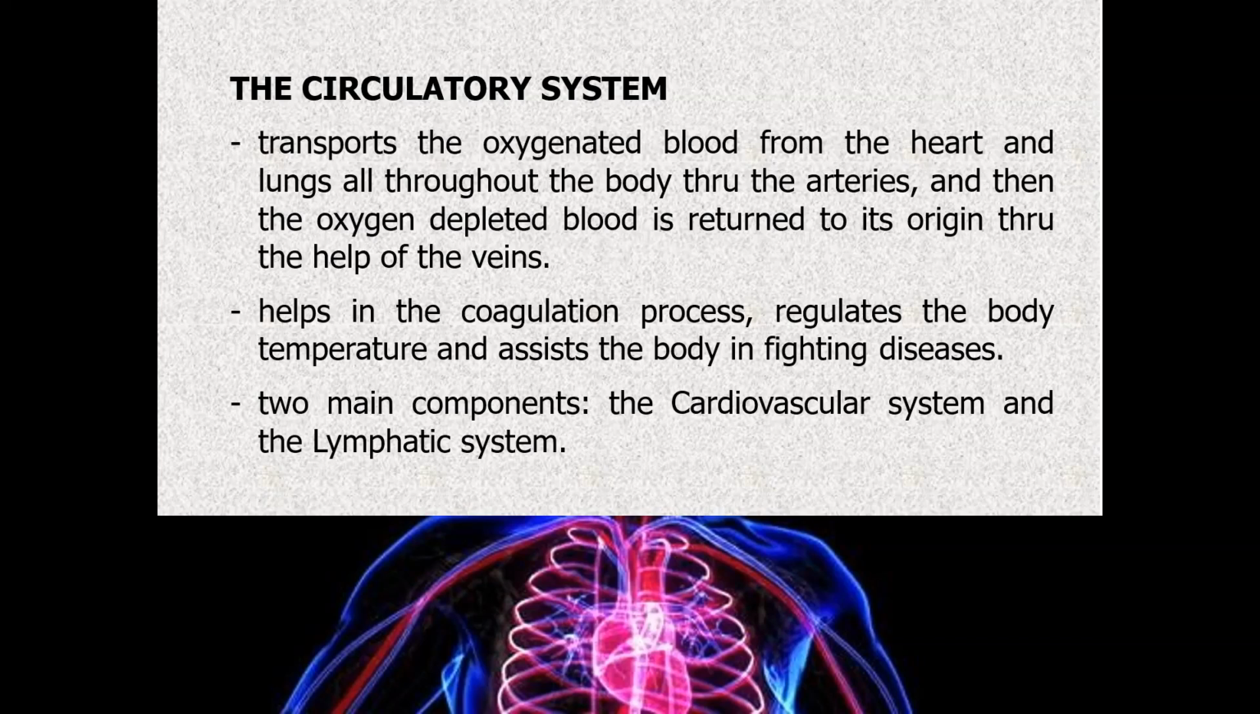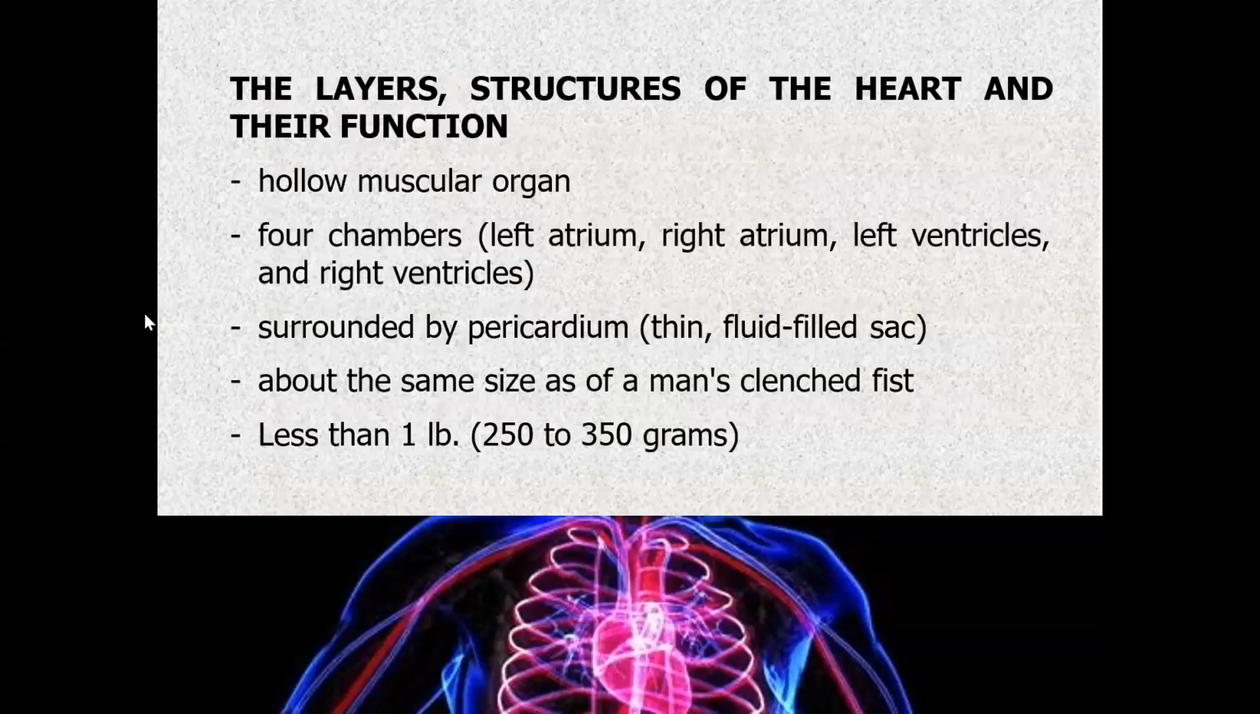Specifically, mga infection. The main components of our circulatory system are, number one, the cardiovascular system, and number two, the lymphatic system. Let us first discuss the cardiovascular system. Okay, so let's start with the layer structures of the heart.